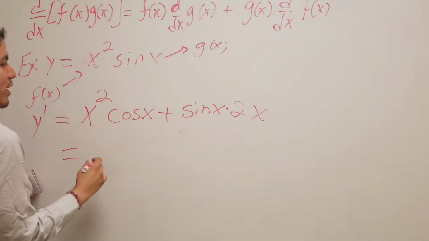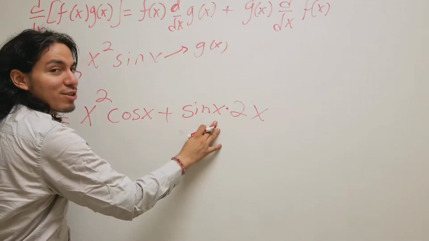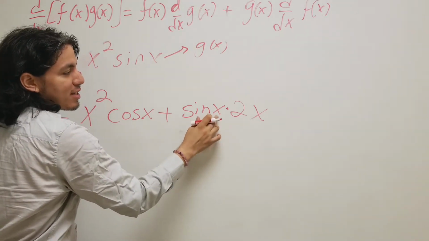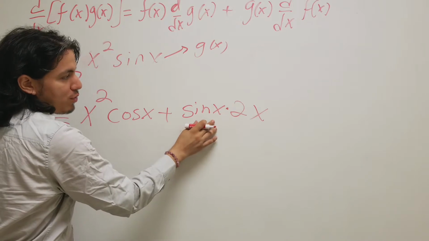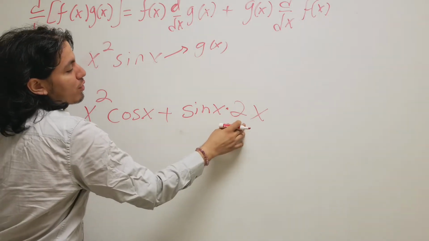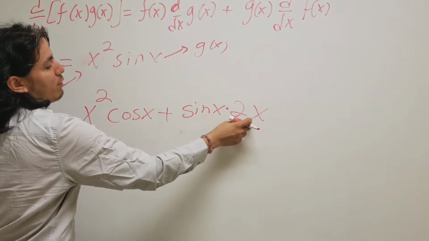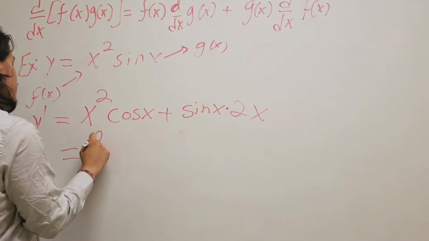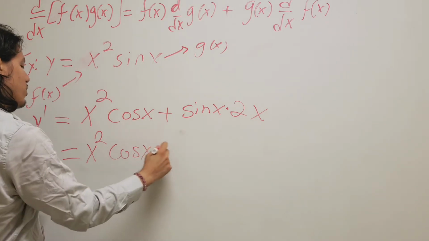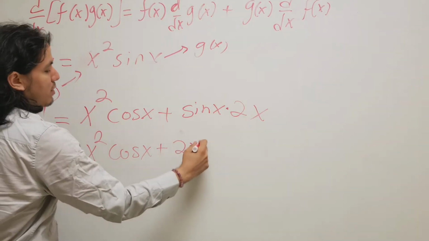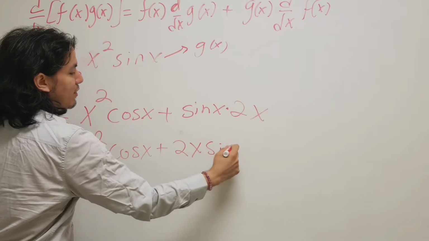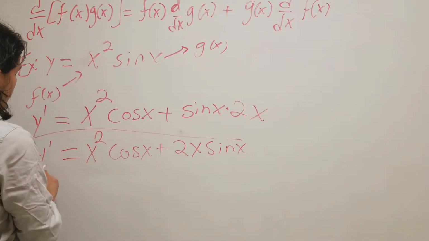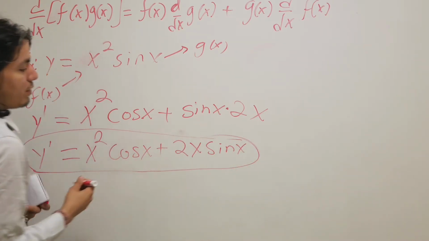Now, most people will try to assume that there's an x here, so I can multiply these two and get 2x squared. No. This x is a part of sine of x, so you can't do that. All you can do is move this whole function to the front of sine. So this would be x squared cosine x plus 2x sine of x. And that's your y prime.